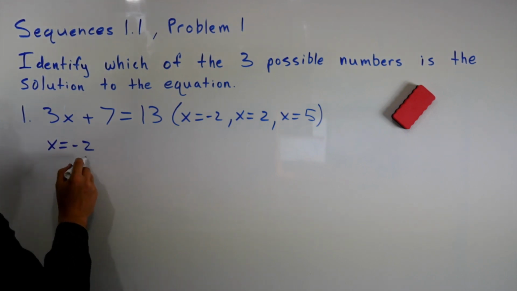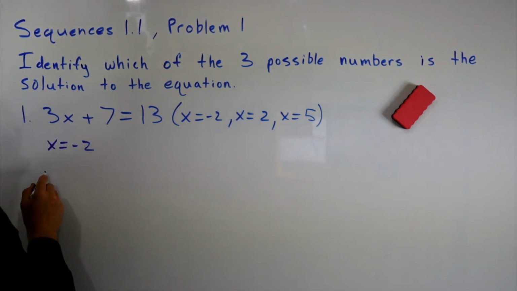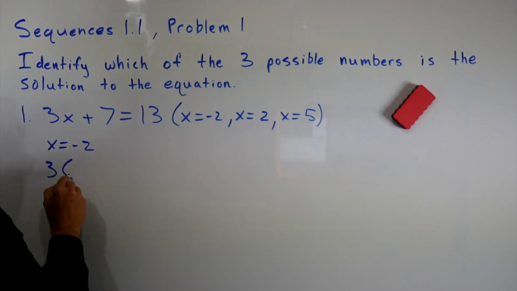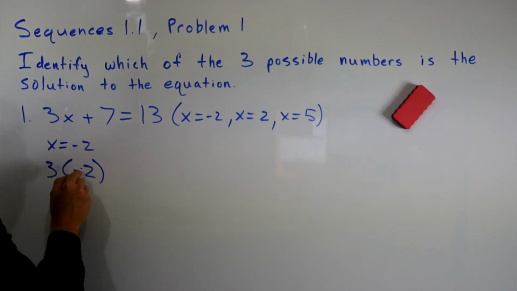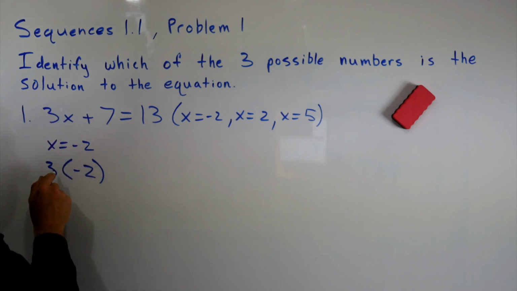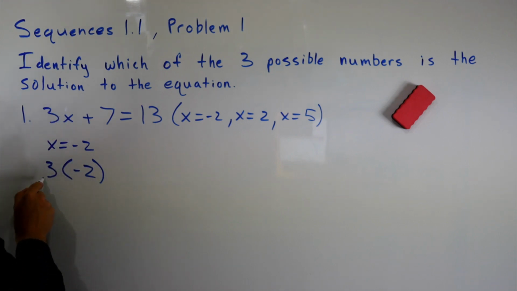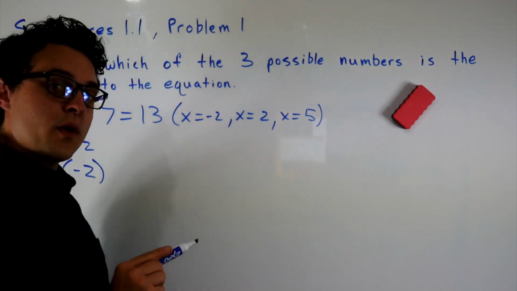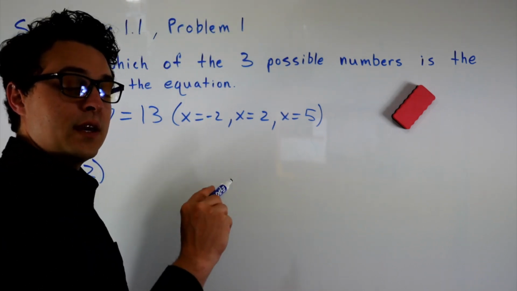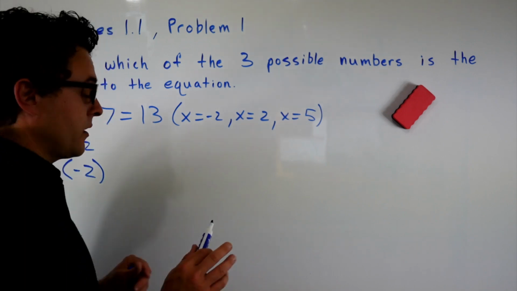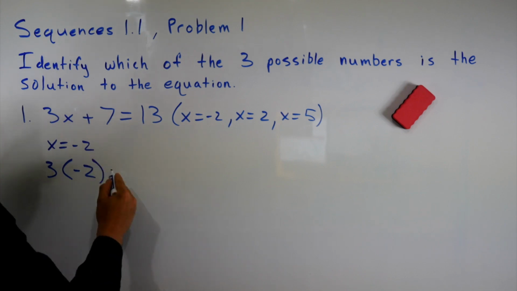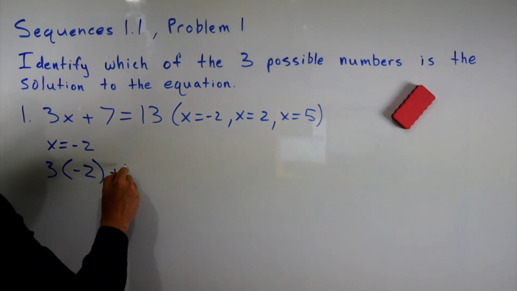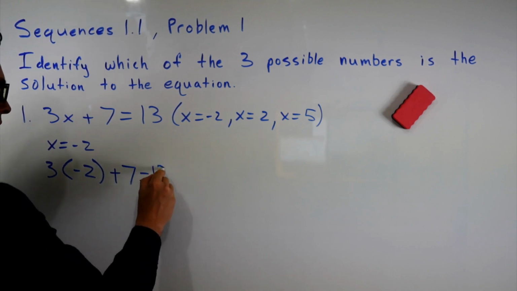We'll plug in negative 2 for x. So I'm going to write 3 and then parentheses negative 2. Instead of x, I have put in negative 2, and I put parentheses so that it's still 3 times x, and this will be 3 times negative 2. Because when you have a 3 sitting outside of parentheses like that, that just means it's 3 multiplied by negative 2. So next I'm going to bring down the plus 7 equals 13 into the rest of the equation.